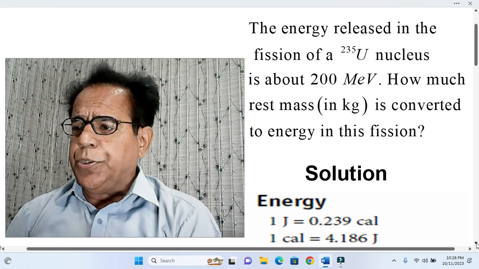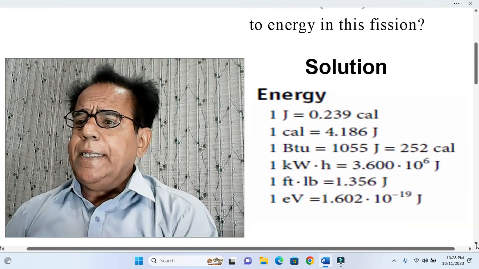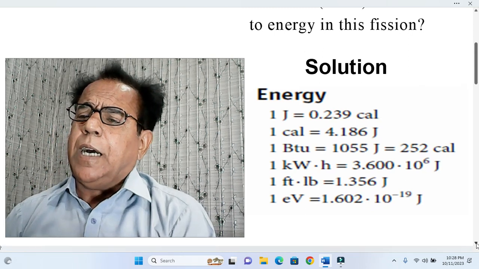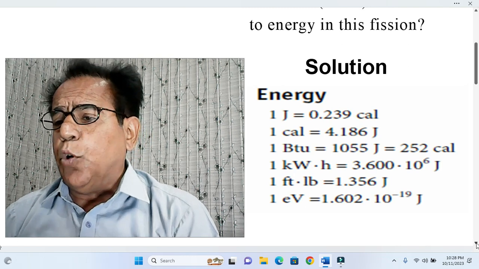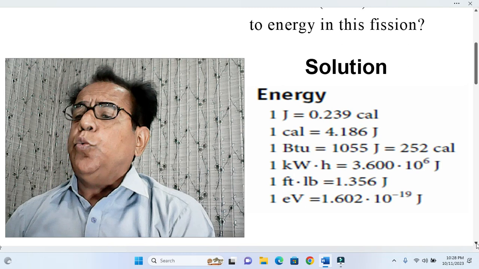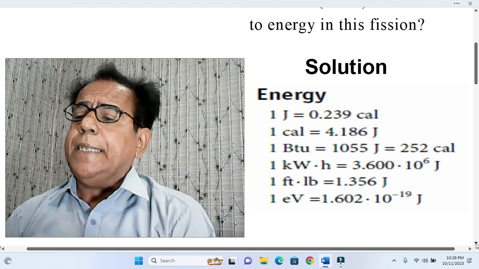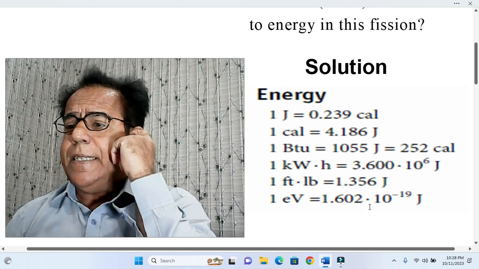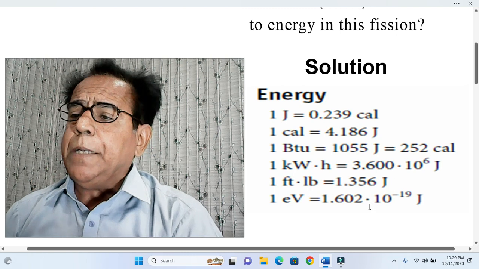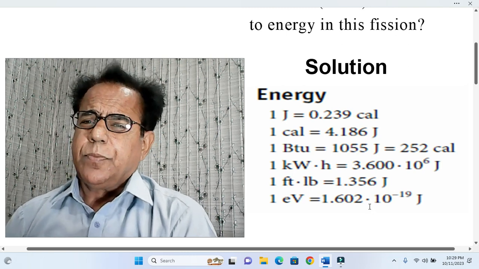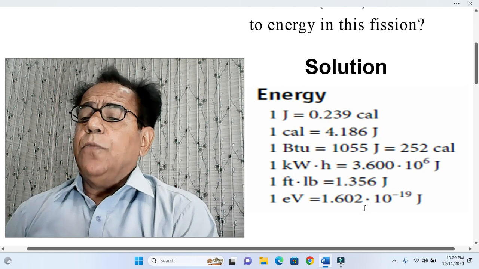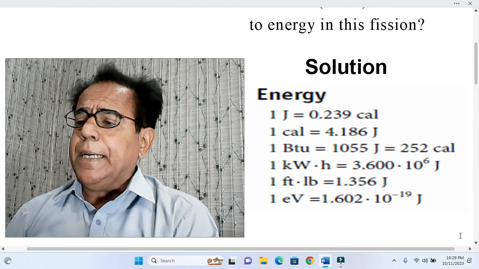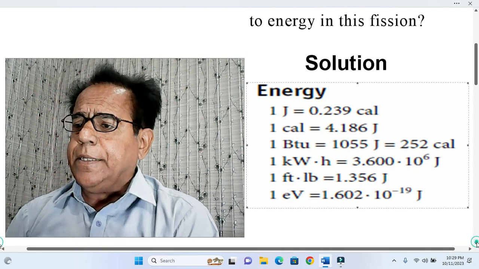Now we come to its solution. Dear students, in this solution this conversion factor will be used. Which conversion factor? Only the last figure. 1 electron volt is equal to 1.602 into 10 to the power minus 19 joule. Dear students, here the dot is not a decimal, it is showing multiplication.